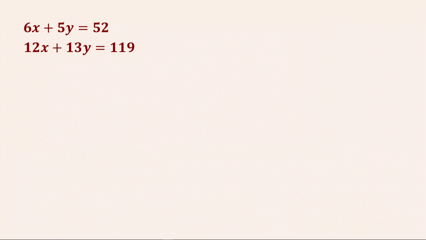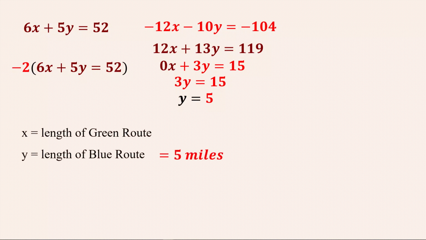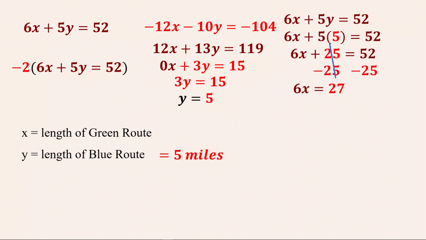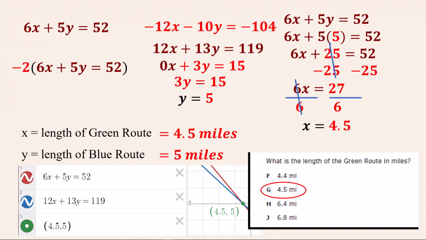Elimination also works well for this standard form equation system, since the x coefficients 6 and 12 easily relate. We multiply the first equation by -2, causing the x terms to drop out when they are combined. Solving for y finds 5 as the solution, meaning the blue route is 5 miles long. Substituting this value in for y and solving for x finds the value 4.5, the length of the green route, which is confirmed by the Desmos graph and is choice G in the original equation.